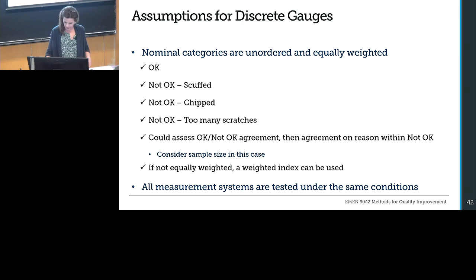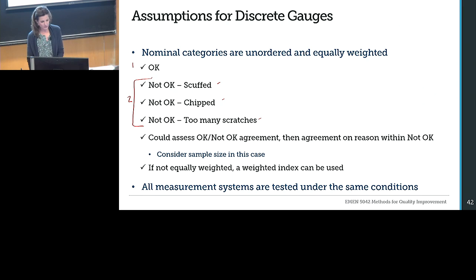And of course, we could look at this and say okay or not okay on agreement, and then agreement on reason within not okay. So we could look at this okay versus 1 versus 2, and then when we look at okays, we could see how many were scuffed, how many were chipped, how many were scratches. And then we could look at disagreement within there too. How many were actually scuffed that somebody said were chipped, or how many were chipped that somebody said were scratched, stuff like that. It's possible.